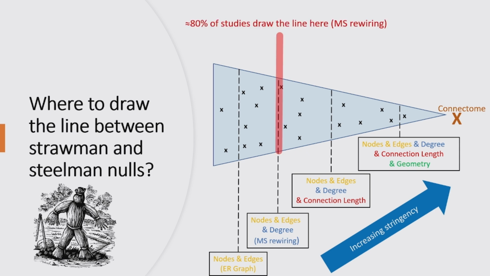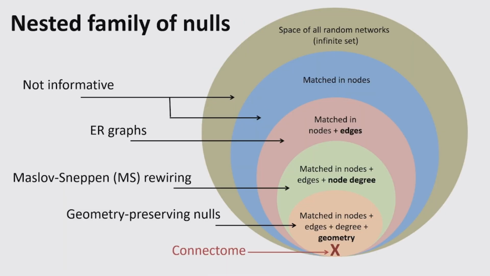And so you'll find that most of the studies in the field draw the line here. So they'll use a rewiring algorithm that preserves degree, nodes and edges. More recently, however, there has been a focus on, as František has already alluded to, preserving connection length and other geometric aspects, because we know that these networks are spatially embedded. We can also view this as a nested family of nulls. So the outermost circle that I've shown here is the space of all possible random networks. And then we can constrain our null space by adding more and more features, more and more structure to the network. And once we add sufficient structure, we're eventually going to converge on our actual observed connectome.